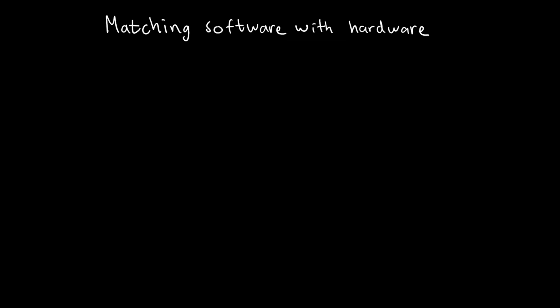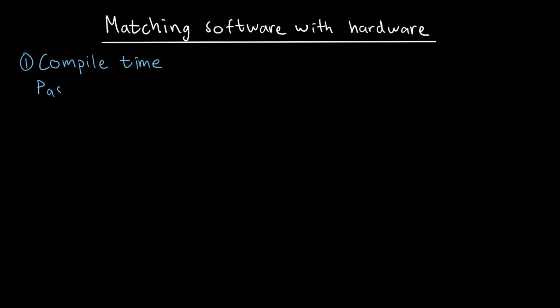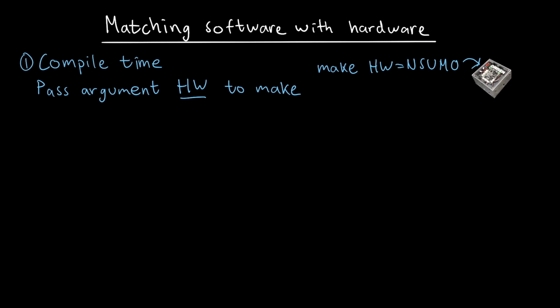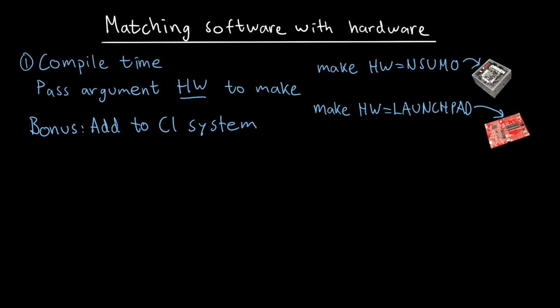First, I'm going to improve it at compile time. I'm going to make it possible to pass the target as an argument to my build system, make, or in other words, I'm going to make it so that I can write make ensumo to target the actual robot and make launchpad to target the development board. And as a bonus, this will let me add both build targets to my CI system.